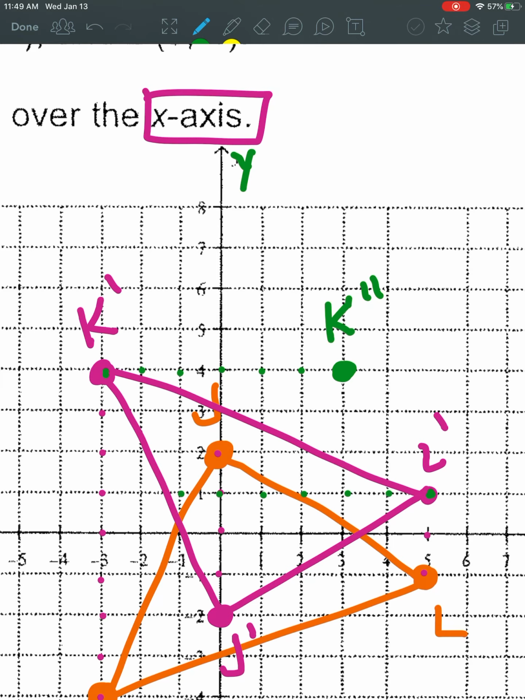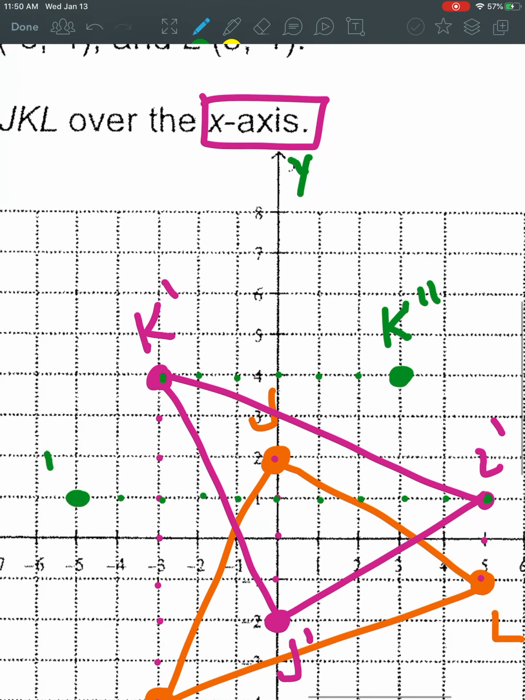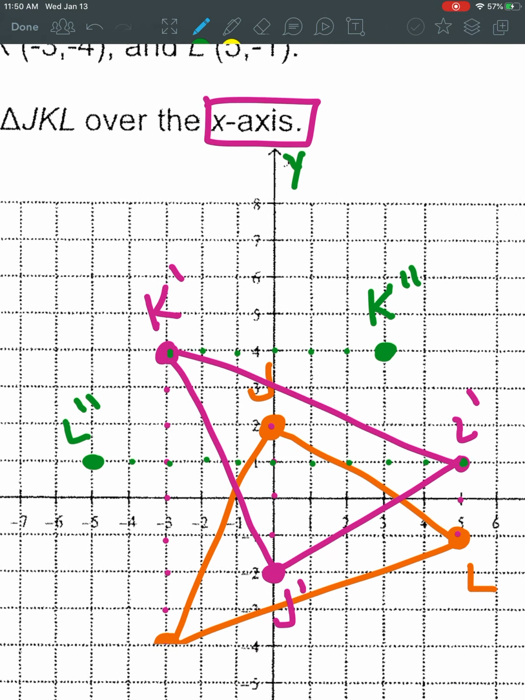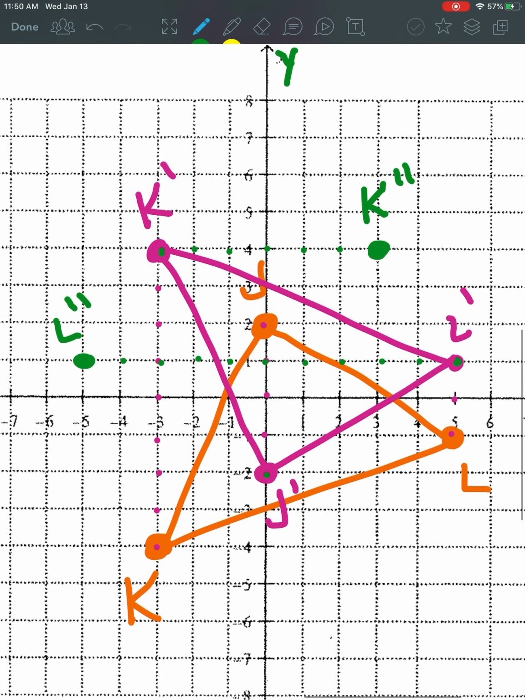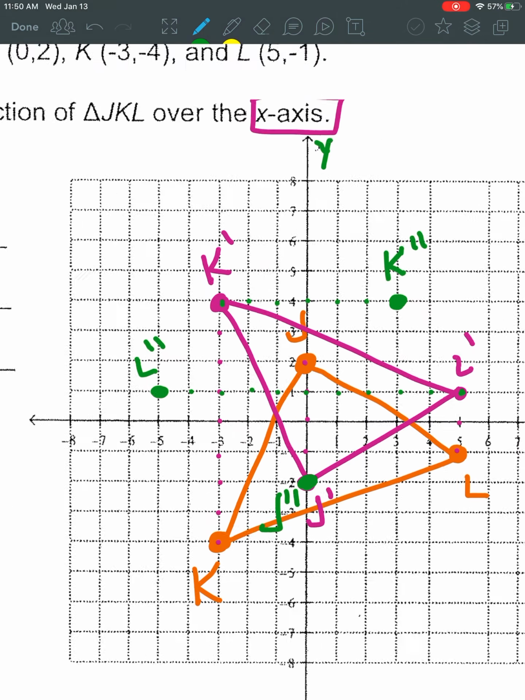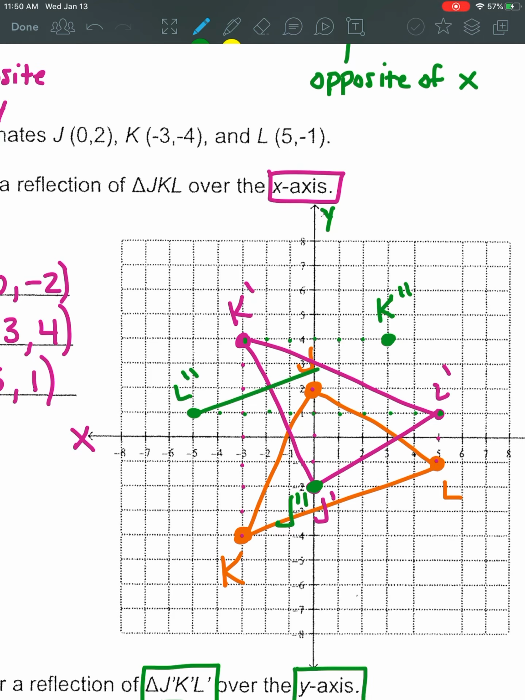Do that with L. So we're 1, 2, 3, 4, 5 away, and go 1, 2, 3, 4, 5 in the opposite direction. Now that is L double prime. And J, notice it's on the y-axis. So it actually stays exactly where it's at. We don't want to move it because it's on it. So that's also J double prime. There's 2 labels on that one.